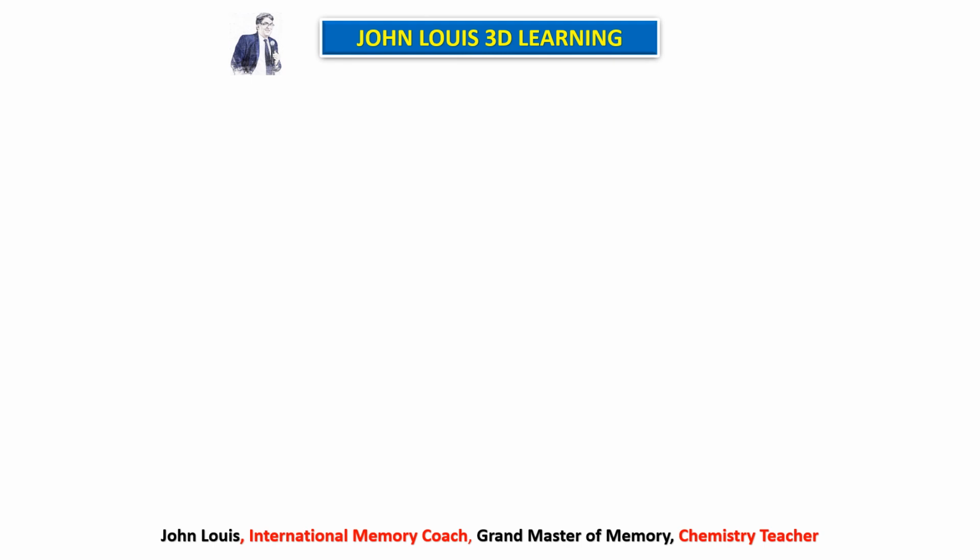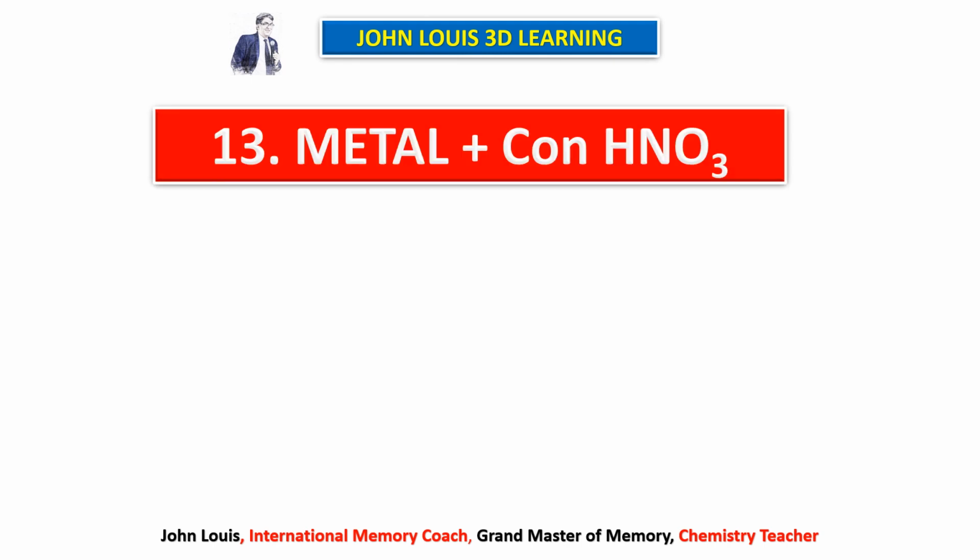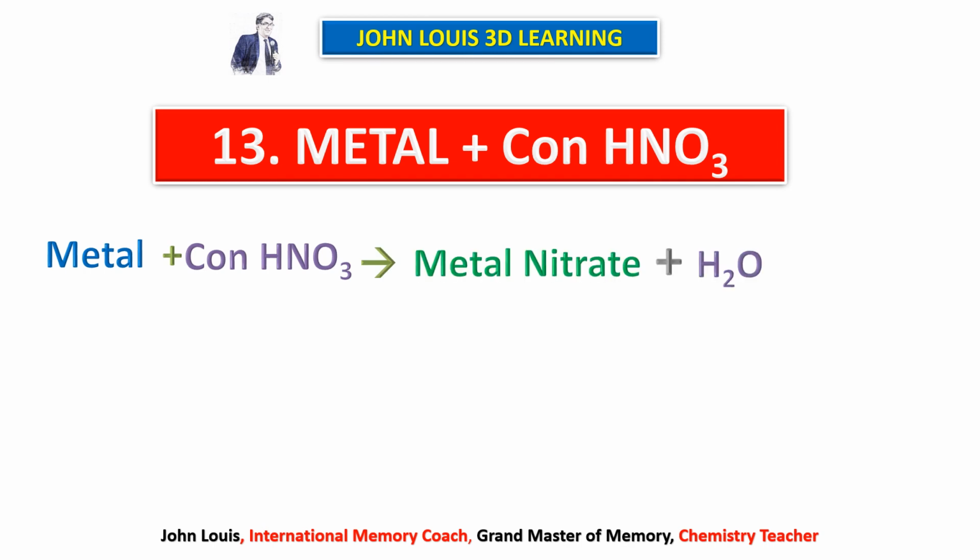Now let us see the next type, metal plus concentrated nitric acid. Metal plus concentrated nitric acid gives metal nitrate plus water. Up to this there is no change from dilute nitric acid. Only the last product, instead of nitrogen monoxide or ammonium nitrate, we will get nitrogen dioxide. That's the only difference. Now let's see some examples.